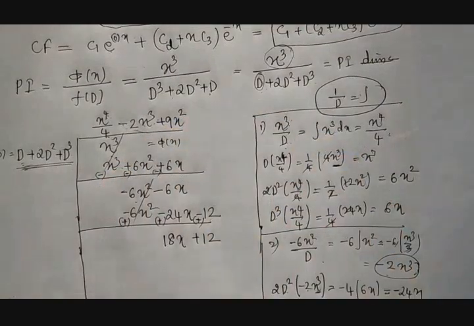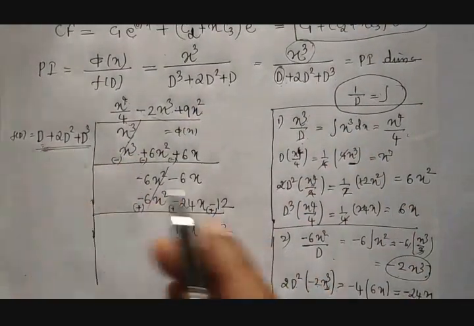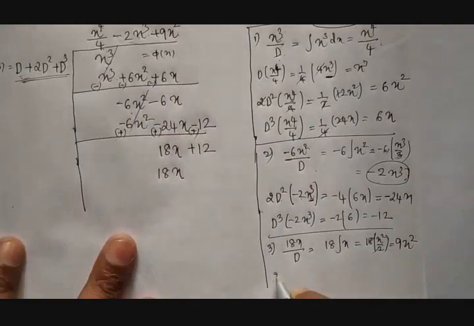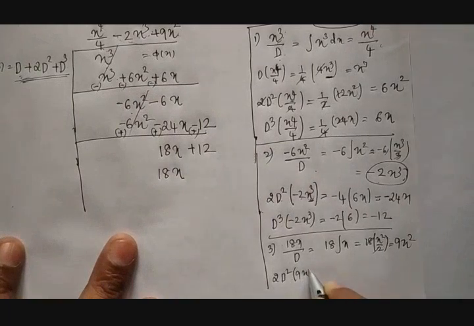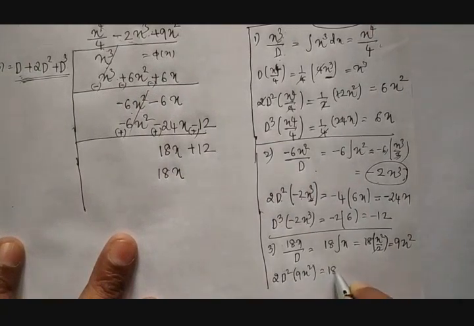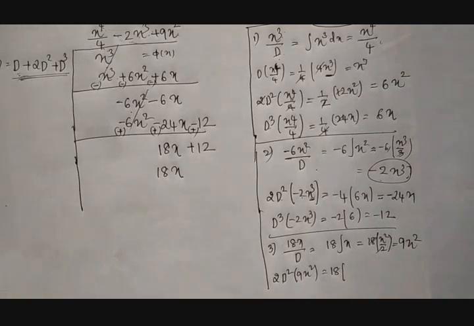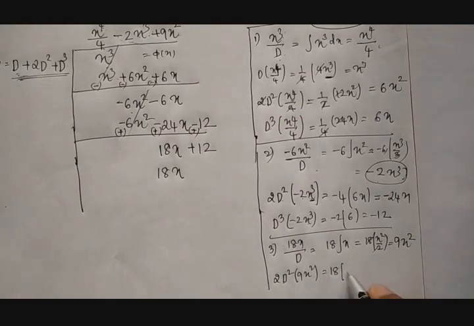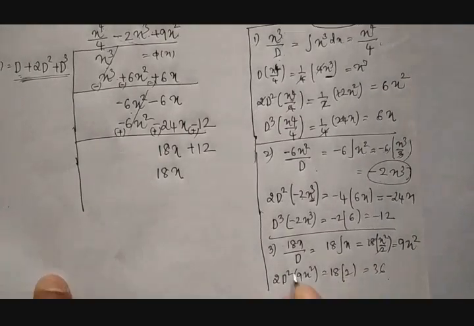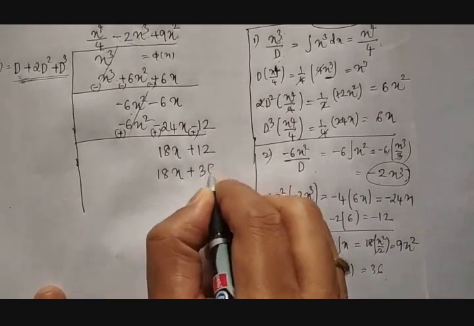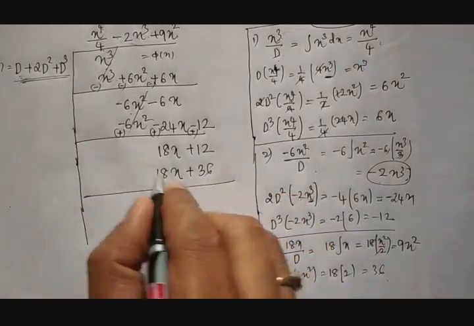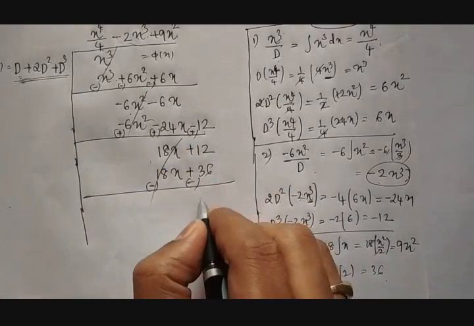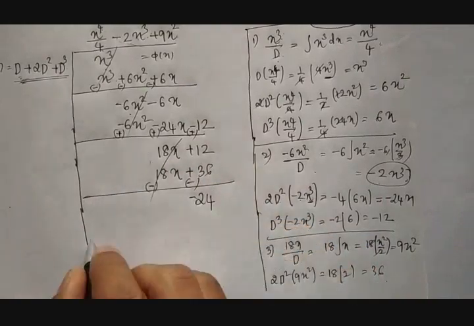Plus 9x square. Now 9x square into D will be 18x. Then 9x square into 2D square, so that is 2D square into 9x square. So 9 into 2, 18. Then first differentiation of x square is 2x, second differentiation is 2, so that becomes 36. So that 36 will be written here. Then you take the difference of these two, then it becomes minus, this is also minus, it gets cancelled. So 12 minus 36 will be minus 24.